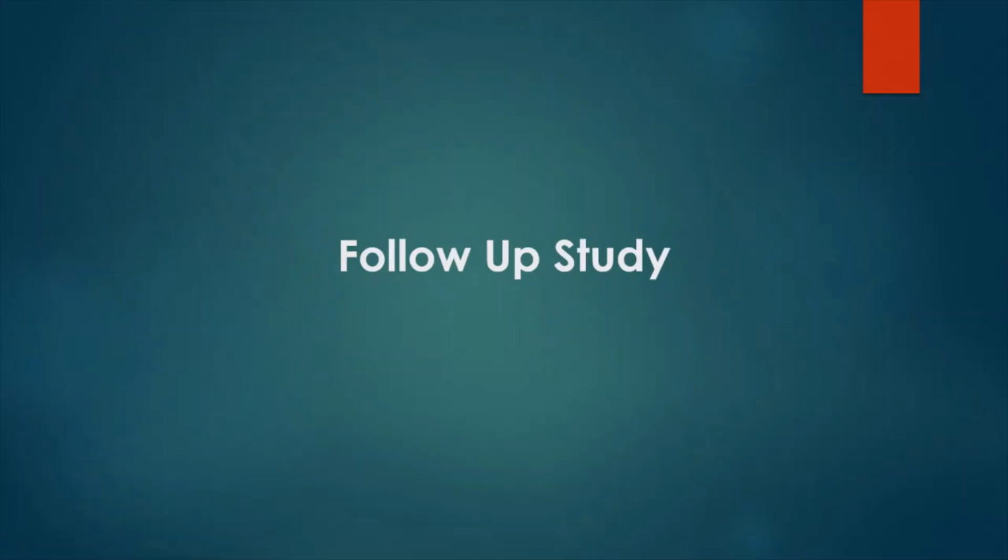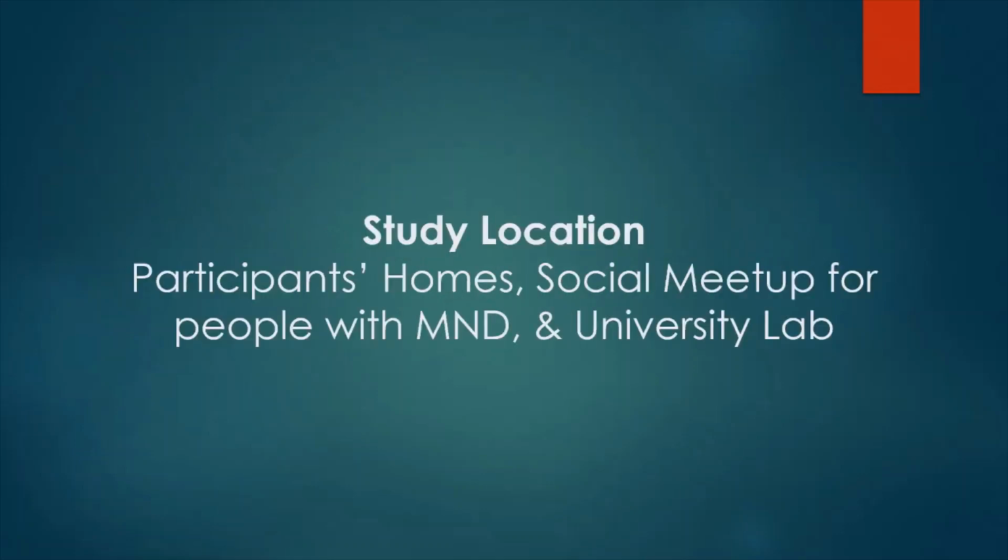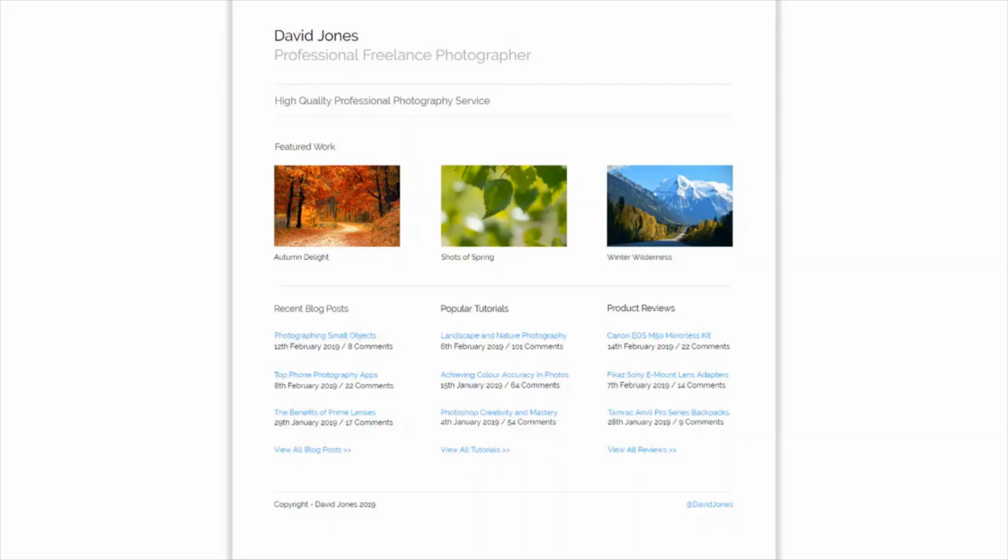So given the positive feedback we received, we wanted to do a follow-up study with some disabled participants. So we conducted a study with 6 participants with physical impairments. 5 of those had motor neuron disease and 1 had multiple sclerosis. We conducted the study with 4 participants in their homes. 1 was at a social meetup for people with MND, and 1 was at our university lab.